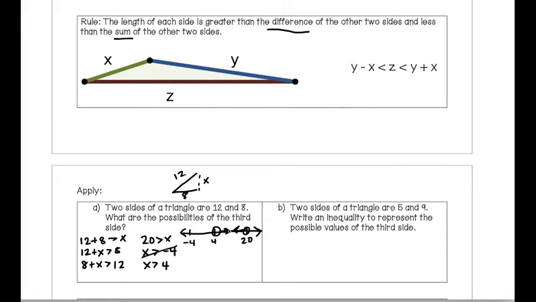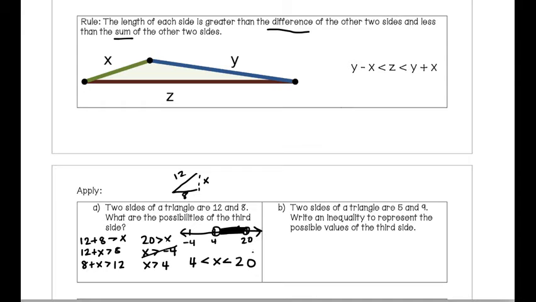So we can see now that the two that were valid were the ones where x is greater than 4, but x is less than 20. So we can write that as a compound inequality as 4 is less than x, which is less than 20.